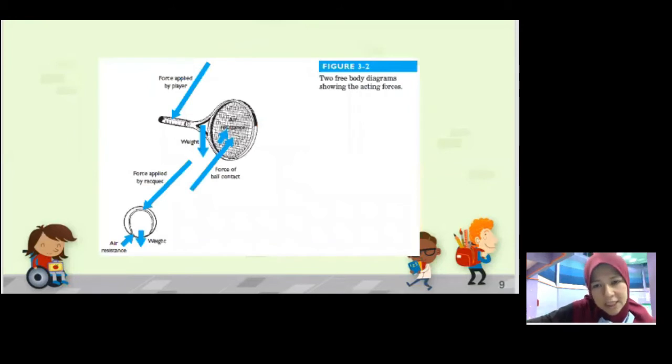Okay, contoh dekat sini, there are two free body diagram showing the acting forces. Okay, so the first body diagram is the racket and also the ball. Okay, dekat ball ni ada weight, right? Force being applied by the racket to the weight, which is the ball, and the racket is being affected by the air resistance. So force applied by the player, by the muscles and the joint. Okay, and weight is on the racket. Okay, when the racket touch the ball, force being contacted to the ball, and force applied by the racket to the ball, and the ball will be affected by the air resistance. Okay, there are two free body diagram.